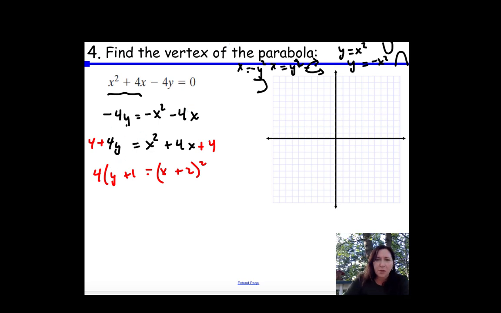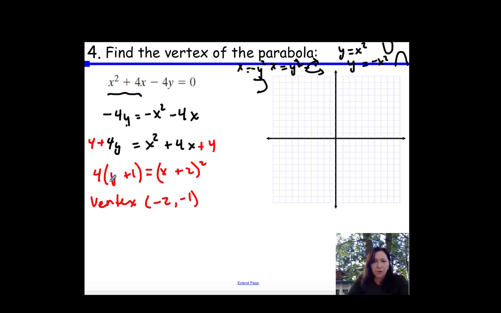All right, so I completed the square. I added 4 to this side. I factored out a 4, and I have y plus 1. So now I have a y equals x squared graph. Okay, so now this is my equation. My vertex is going to be negative 2, negative 1.